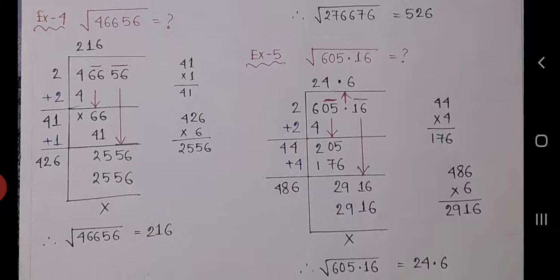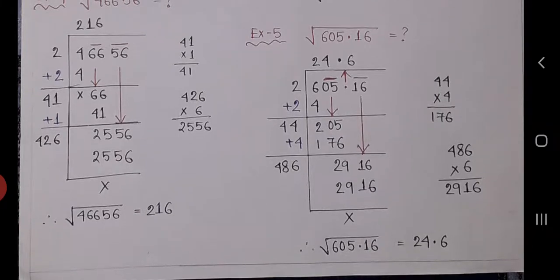And next bring the third pair down as usual and find the magical number. It is 6. So the result is 24.6. So this was the division method to find square root.